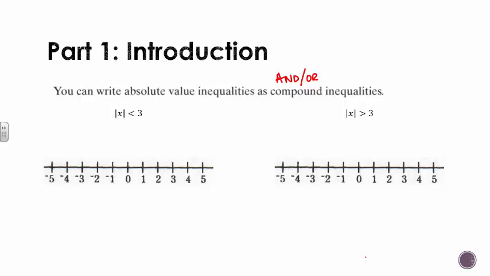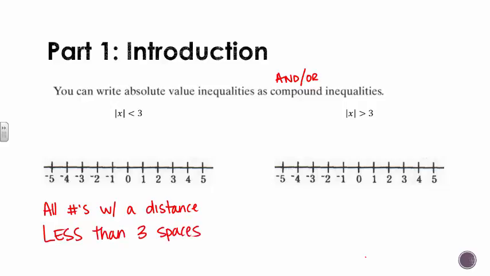So when I see the absolute value of x is less than 3, this means that I want all numbers with a distance less than 3 spaces from 0. So stop and think about where all those numbers are. This is exactly 3 spaces away from 0. This is exactly 3 spaces away from 0. And if I want all the numbers with a distance less than that, then it's all the numbers this way and all the numbers this way.